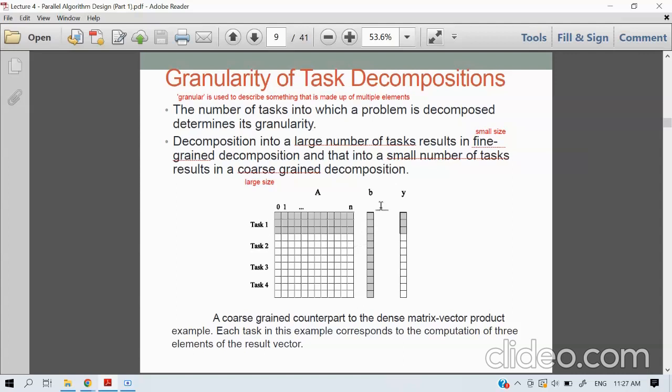Okay, so bear in mind there are two types of granularity. Either one problem is decomposed into a large number of tasks, which is called fine grain, or one problem is decomposed into a smaller number of tasks, which is called coarse grain. Okay, so in this example, one task is being decomposed into n tasks, right?